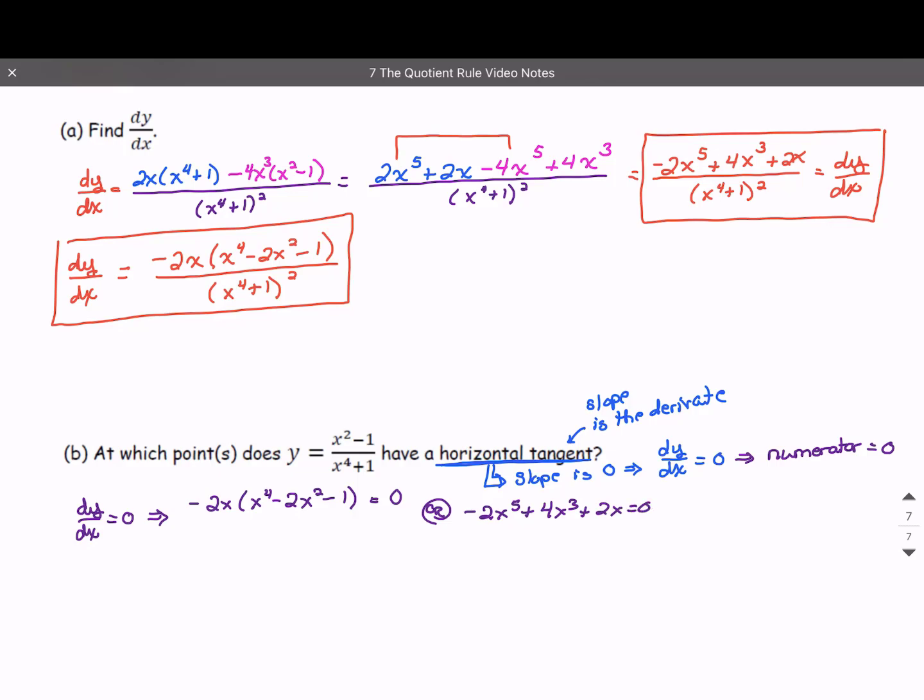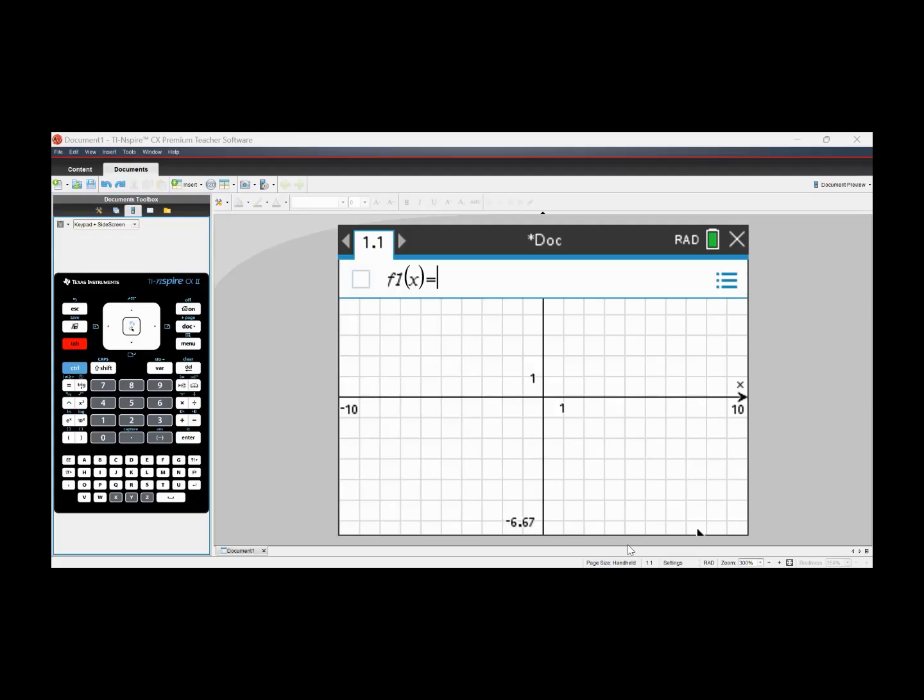Now I can tell by looking that if I have this factor negative 2x, I know x equals 0 is a root. However, this trinomial does not factor, which means I need to go to my calculator. So go grab your graphing calculator and we'll find those last 2 points where we will have a horizontal tangent. Okay, so we're going to enter our numerator into the f1 of x line. So it's negative 2x. Do not forget to hit multiplication before you open parentheses.